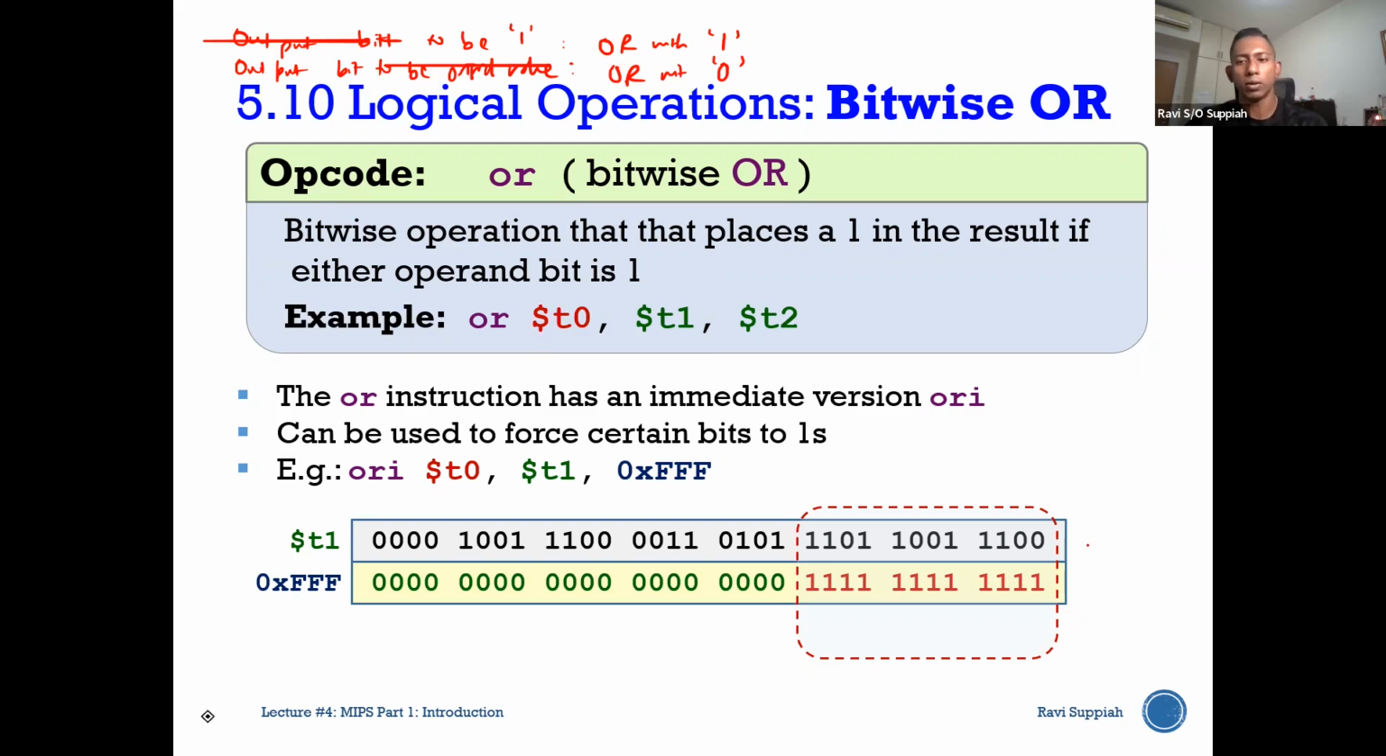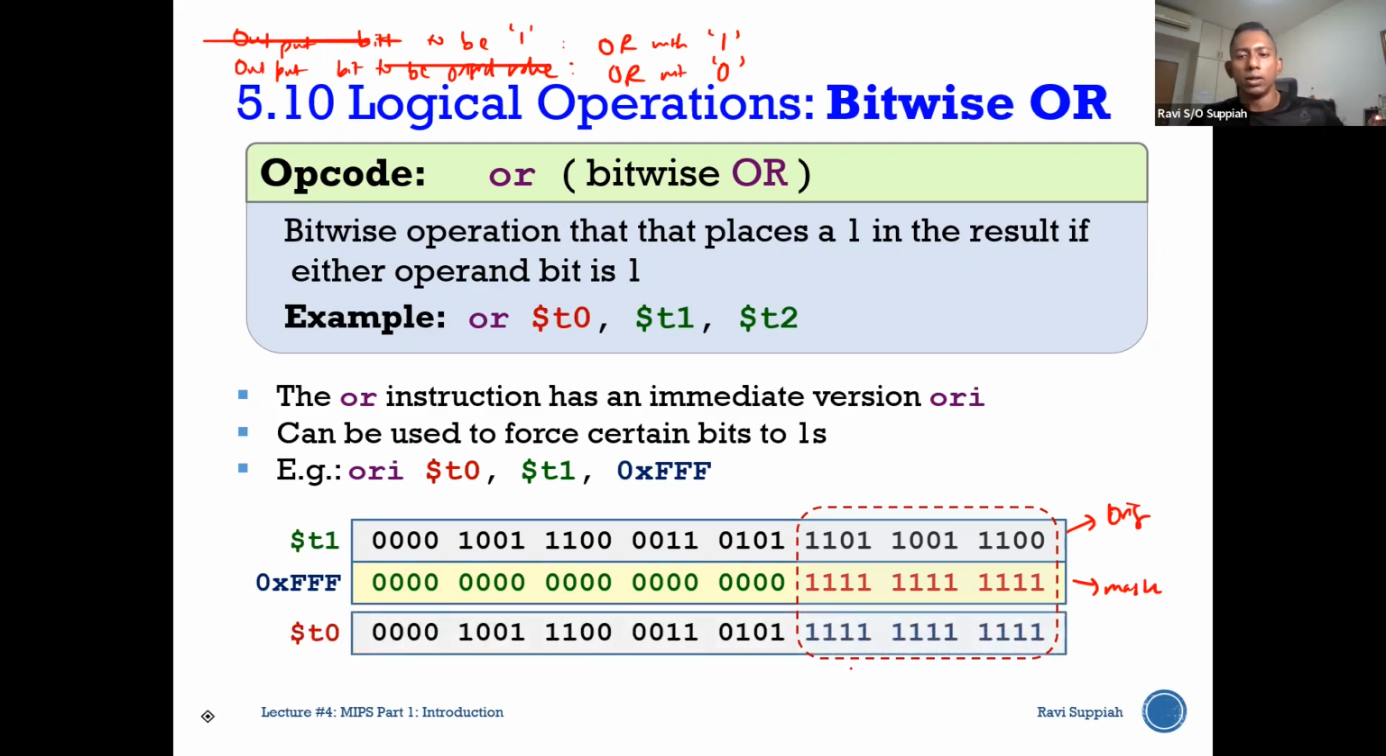So if this is my original value and this is the mask, all those bits where the mask is 1, the output will become 1, because when I OR with the 1, the output will always become a 1. But when I OR with the 0, nothing changes, I retain the original value. That is what you see here. All these lower 12 bits automatically become 1, but the original upper bits all retain their original value.